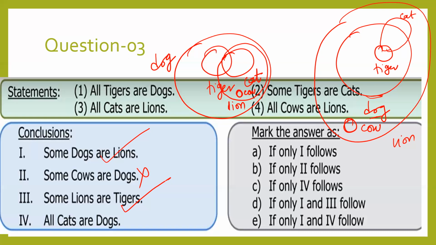So all cats are dogs. See from this diagram, all cats are not getting inside; cat can be outside also. So 1 and 3 follow here. Like this, you can think about the possibilities, all the possibilities which are possible. You can think about it like this.